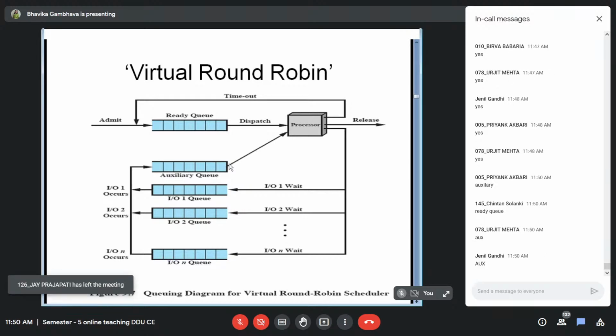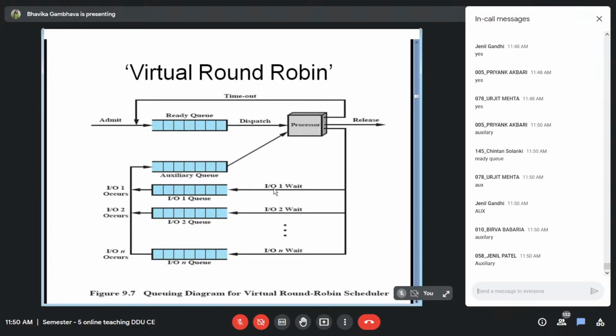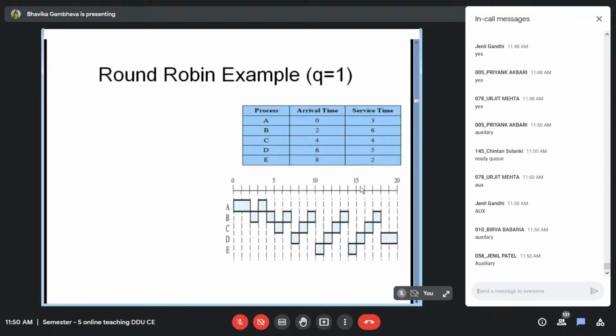Auxiliary queue. Yes, auxiliary queue, because we want to reduce the bias towards IO bound processes, because they are using resources for a smaller amount as compared to CPU bound processes. A CPU bound process will be occupying the resource for the entire time slot, while in this case, after some time it will be blocked. So we'll be giving first chance to processes if there is any in the auxiliary queue. If there is no one, then from the ready queue we will dispatch the process. So that is virtual round robin.